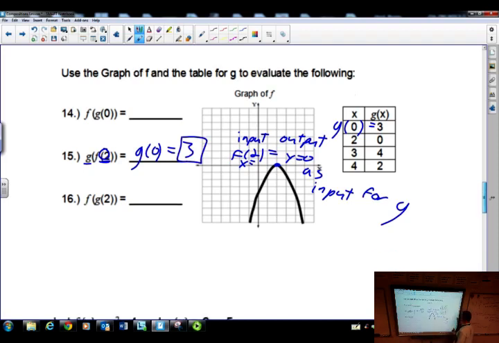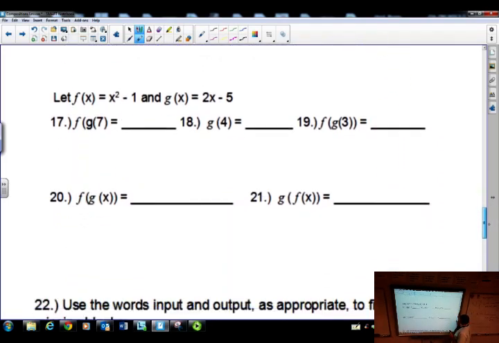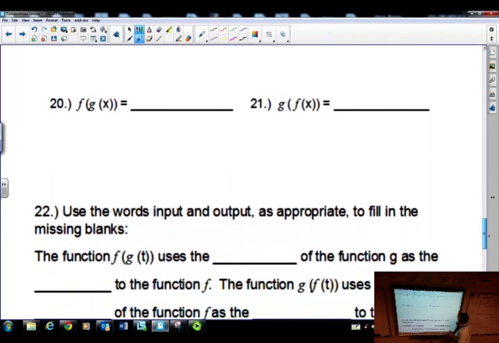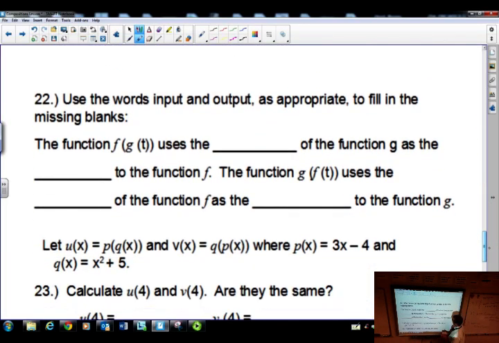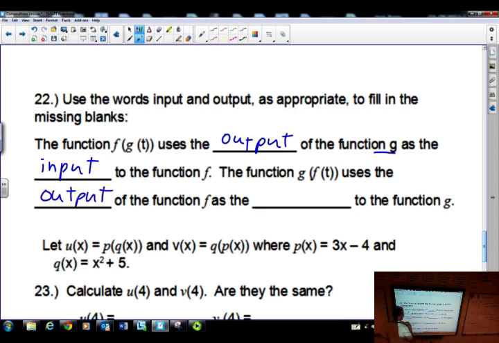You got this. Okay, last but not least, those are very similar. I think you'll do just fine. Use the words input and output. So f of g of t uses the output of g, and then uses that for the input of f. The other way, g of f of t, uses whatever you get as the output for f, the y value for f, as the x value or the input for g. So just to help you there.